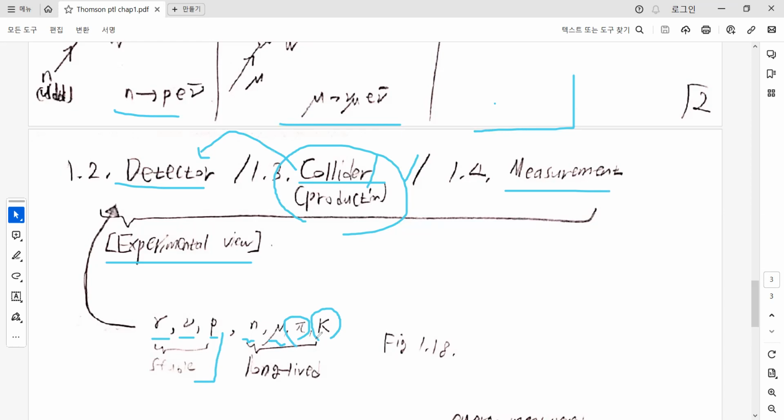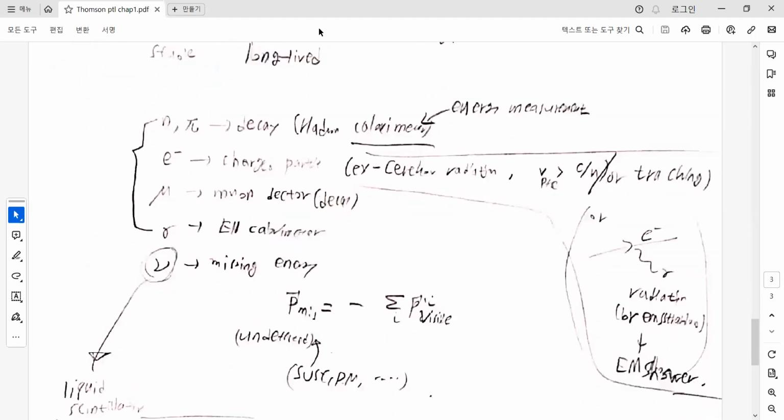Because the pion and the kaon are the lightest particles among the hadrons, such neutrons and pions decay to other hadrons and other quarks, and the neutron also decays to a proton and emits decay products. And by using the hadron calorimeter, which can measure the energy, we can detect such neutrons and pions.